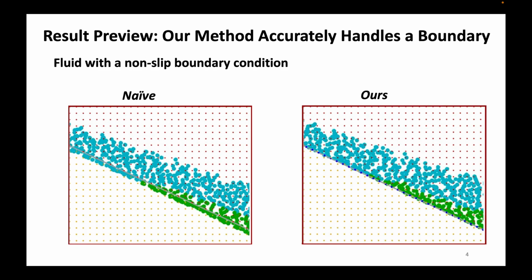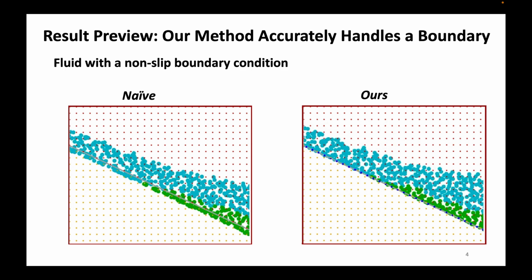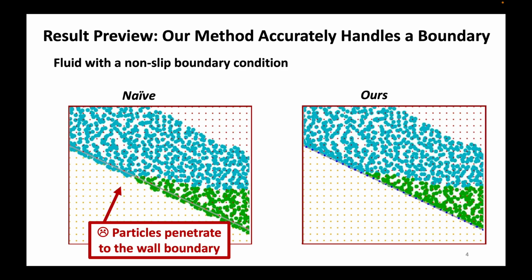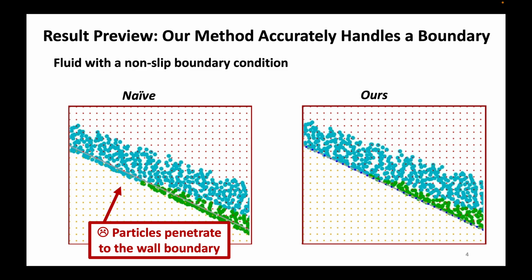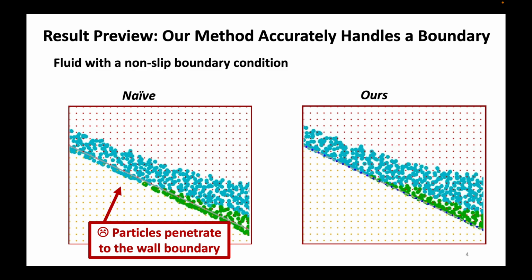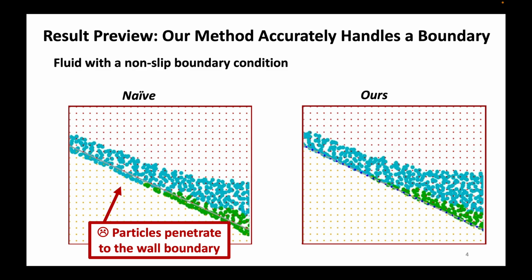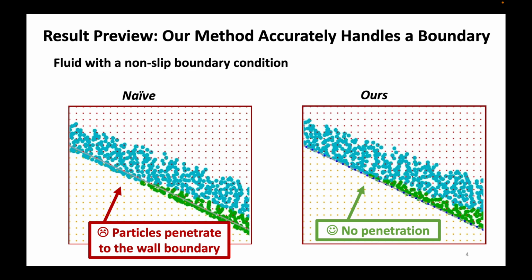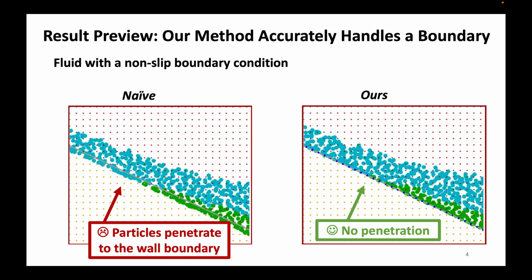This is the result preview of our research. The naive MPM suffers from inaccurate boundary conditions, resulting in particles penetrating the wall boundary. On the other hand, our technique accurately handles the boundary and prevents particles from penetrating.